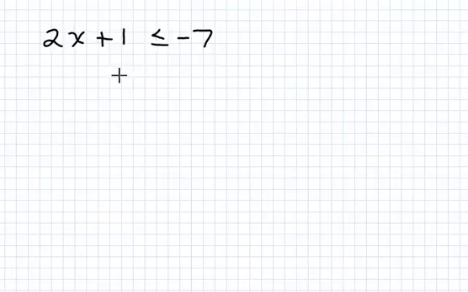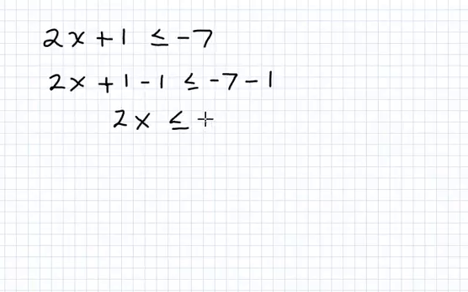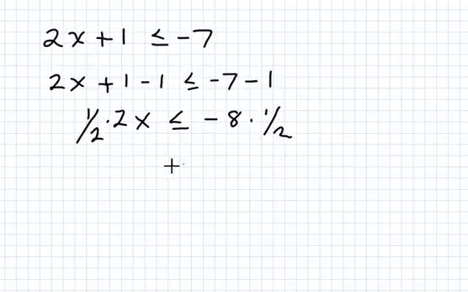Okay, so let's find the solution to this inequality. I'm going to subtract 1 from both sides. And so now we're left with 2x is less than or equal to -8. Then I'm going to multiply both sides by half. So I guess I'll just write that in right here. And we're left with x is less than or equal to, so a half of 8 is 4.